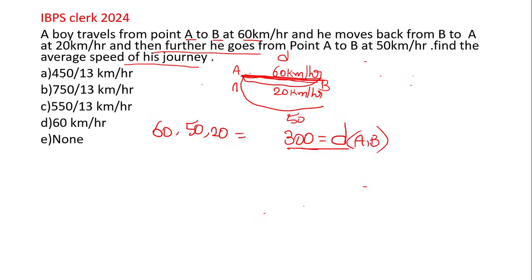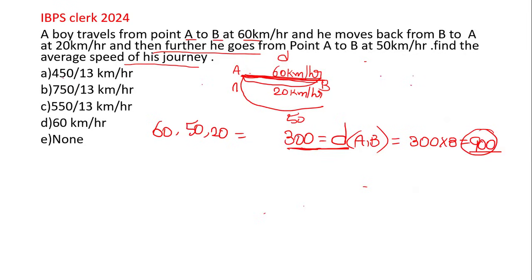But as it has traveled how many times? 3 times. So it will be 300 into 3. So total 3 times, that's why 900 kilometers. Fine. Okay. It's not meters. Now, as we know, average speed equals total distance by total time.